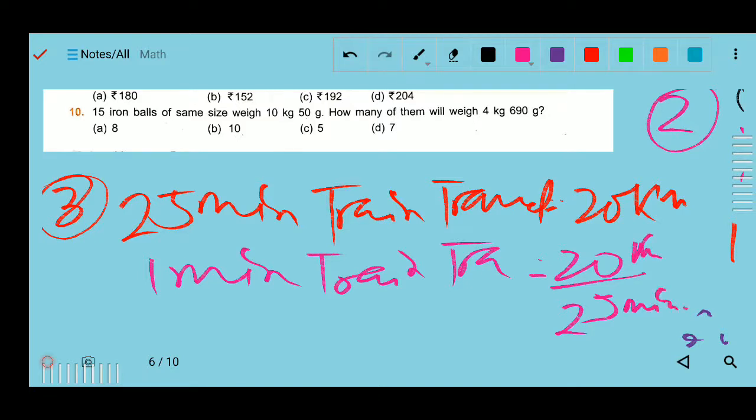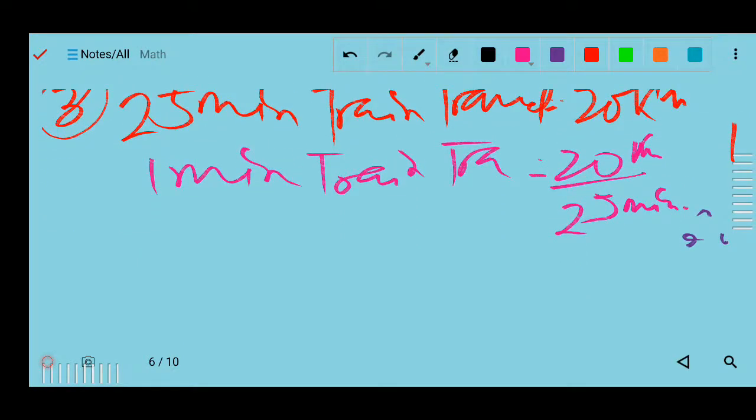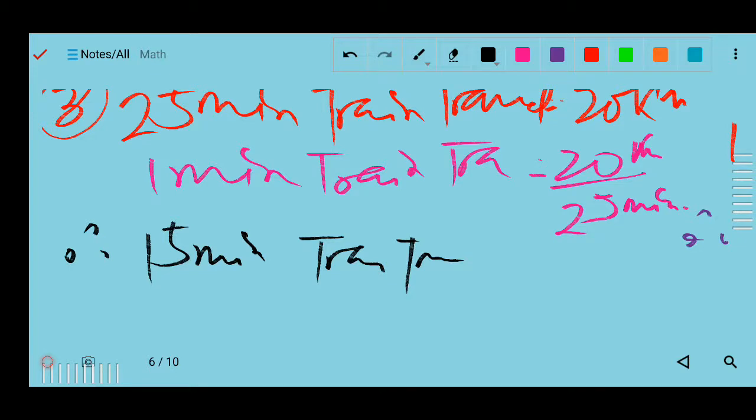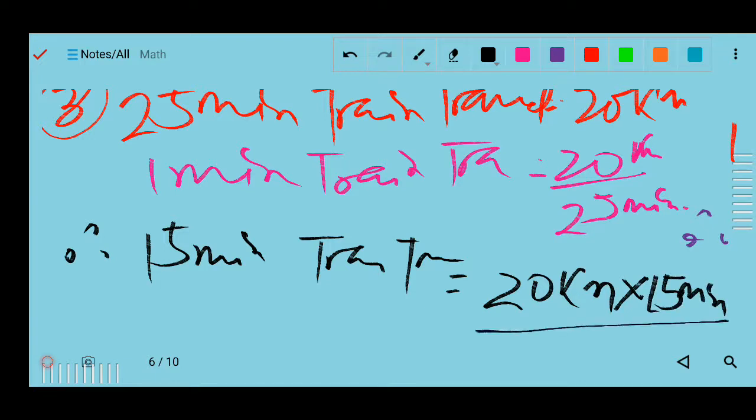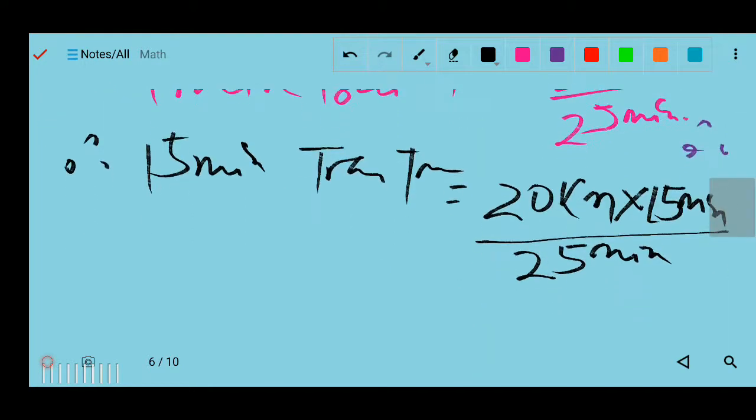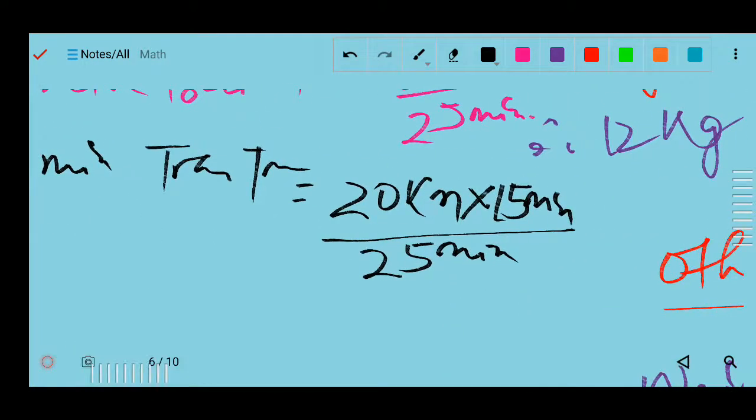Okay, now next is what? You have to find the same in 15 minutes. So in 15 minutes the train travels, which equals this 20 km multiplied by 15 minutes. Okay, divided by 25 minutes. Okay, now you can see here this minute part and minute part cancel.